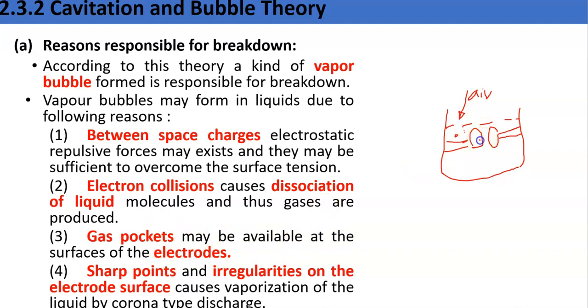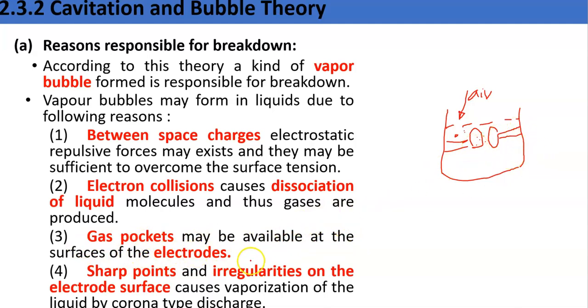So gas pockets may be available at the surface of the electrode. Okay, these electrodes are there, but some gas pockets may be available from the fabrication of these electrodes. Some air cavity might be available. Due to that, this gas from the solid structure of the cathode or electrode will start coming out, because this is also weak and you are giving a very high electric field intensity to this. So ionization of these air cavities will take place, that will produce gas, and after some time you will see the gas. So gas pockets may be available at the surface of the electrode.